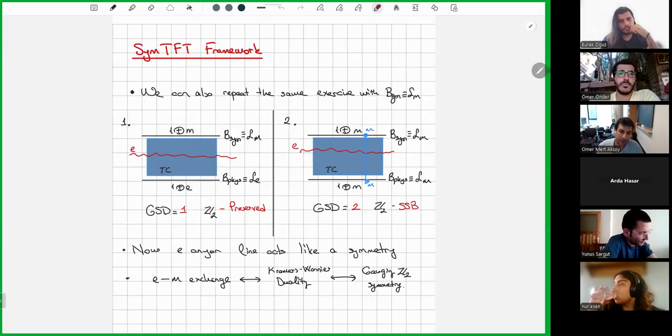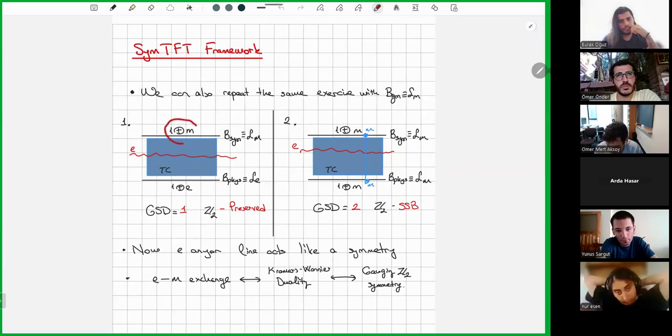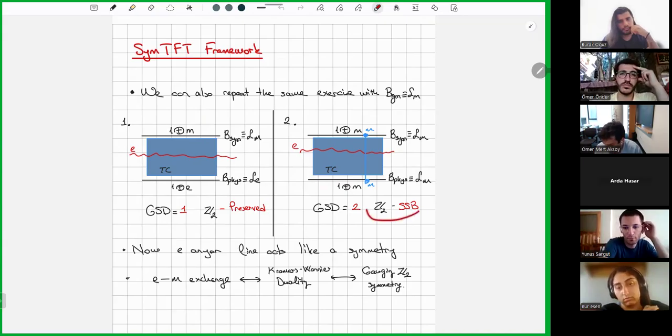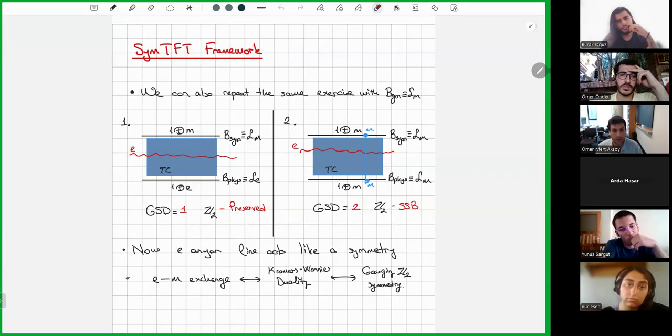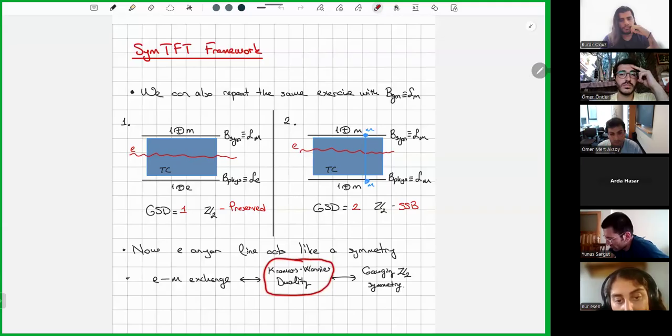Now you can do something else. You can just switch the labels E and M. You can start with the M line on the top, and everything follows exactly the same, except now what was the Z2 preserved phase became the Z2 SSB phase, and what was the SSB phase became the preserved phase. And the ground state degeneracy went from 2 to 1 and 1 to 2. And those that are familiar with the transverse field Ising model would realize that the EM exchange symmetry of the toric code, or EM exchange duality as it is sometimes called, is acting like Kramers-Wannier duality for the transverse field Ising model, or effectively gauging the Z2 symmetry.